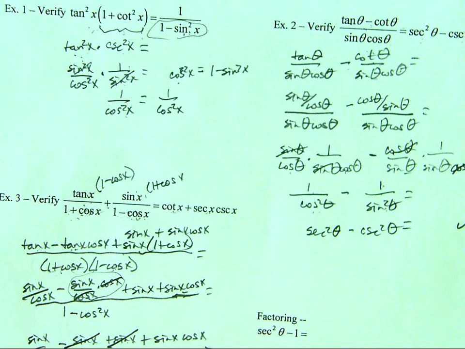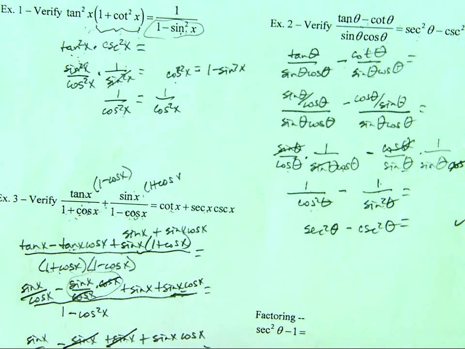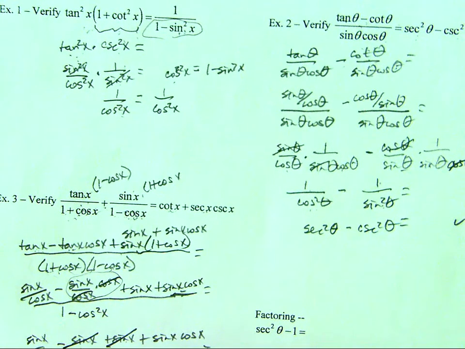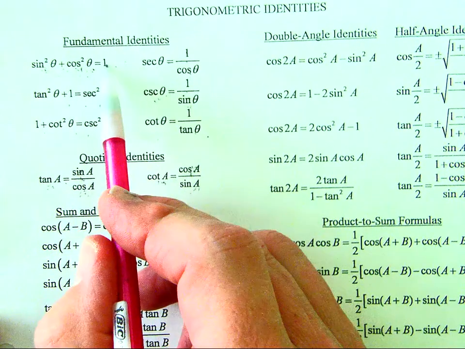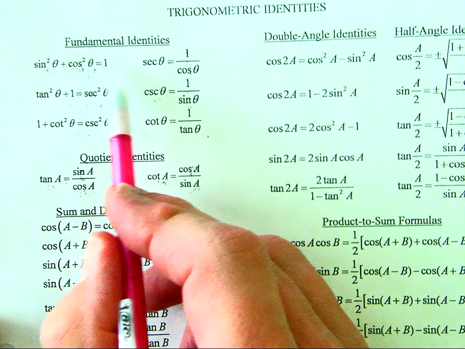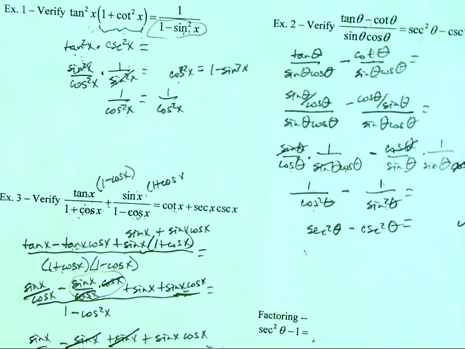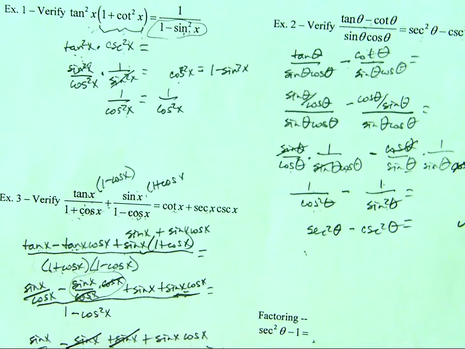Here, this 1 minus cosine squared, let's take a look at that. Didn't we just do something like that if we took this identity right here? If I move the cosine squared to the other side, wouldn't that say 1 minus cosine squared equals sine squared? So this 1 minus cosine squared, we're going to change that to sine squared.